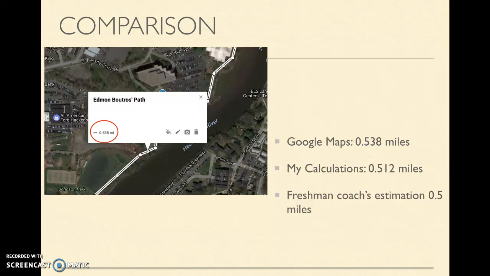So in comparison, Google Maps had said my path was 0.538 miles, so that's not very far off. And of course, comparing it to my freshman coach's estimation of half a mile, I'd say this was very similar to the calculation that I had made. So overall, I would say this is a pretty successful discovery. And yeah, that's my project. Thank you for watching.